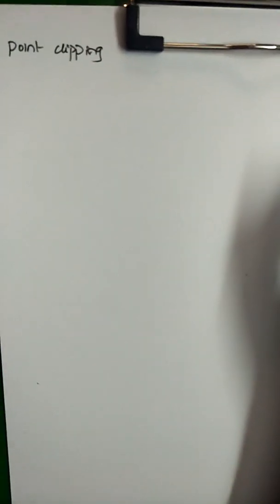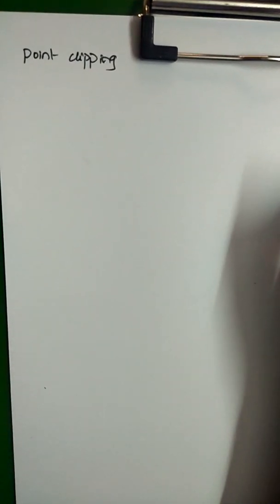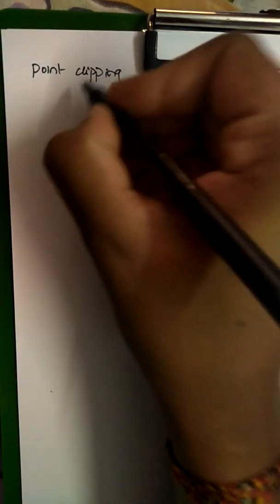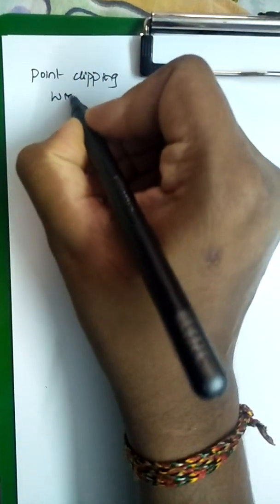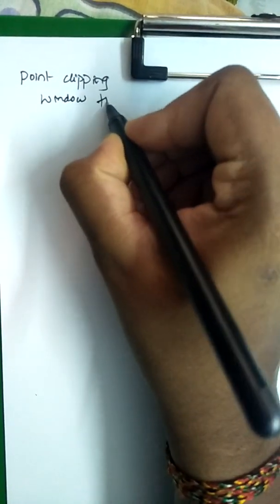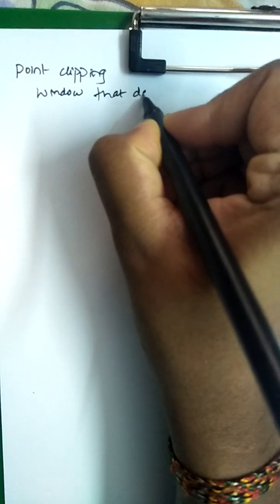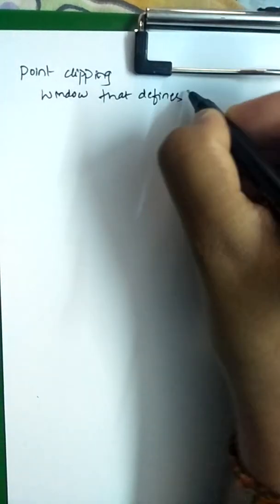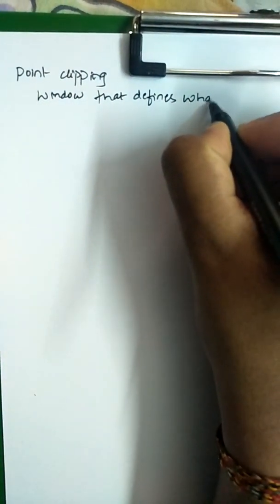Before we start with the line clipping, we'll see what is meant by point clipping. So we need actually a window that defines what to be displayed.